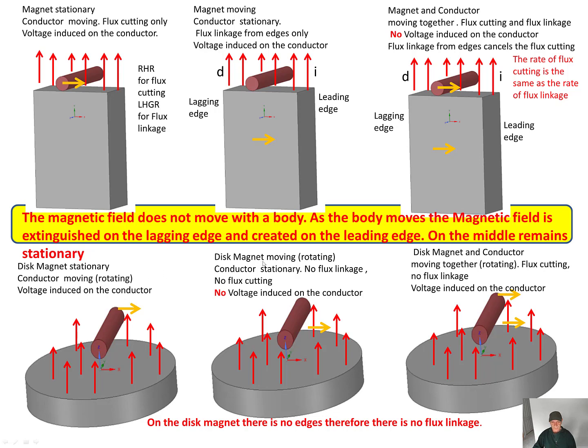Now disc magnet moving, rotating. Conductor stationary. No flux linkage because no flux cutting. So no voltage induced because there are no edges, there are no cuts. This magnet and conductor moving together, rotating, flux cutting, no flux linkage, voltage induced on the conductor because the B field is stationary.